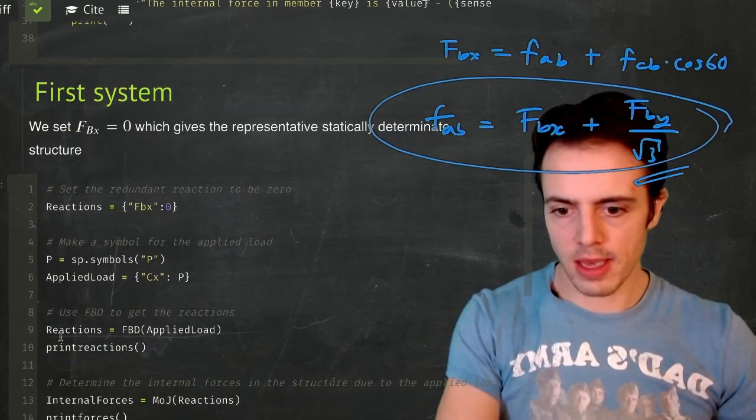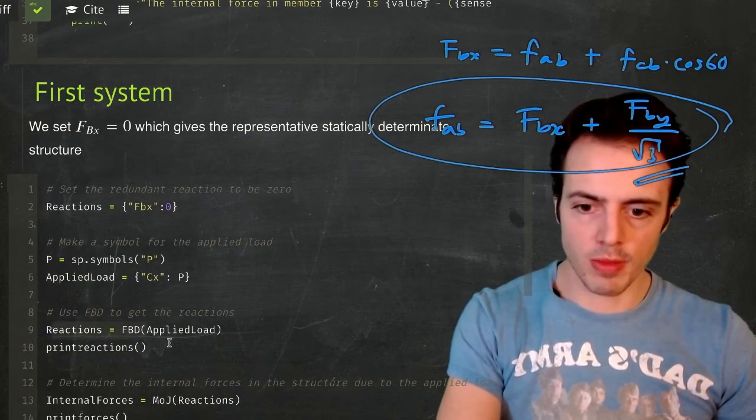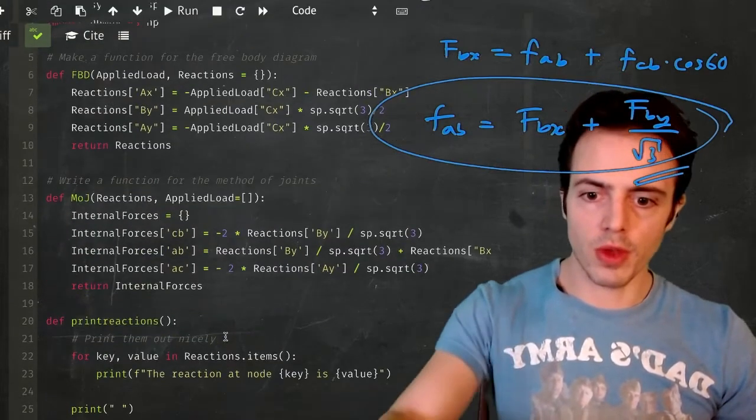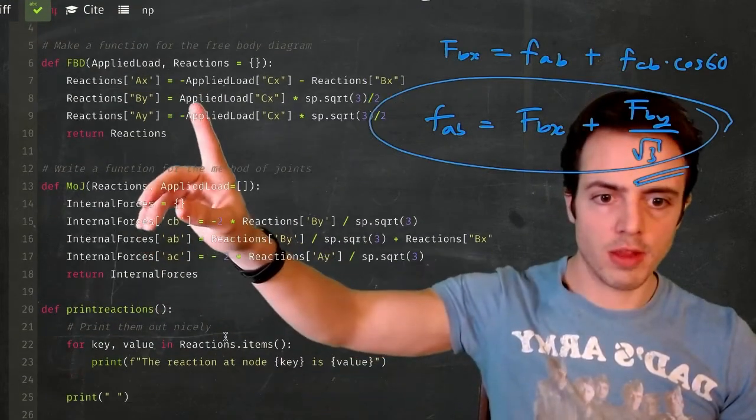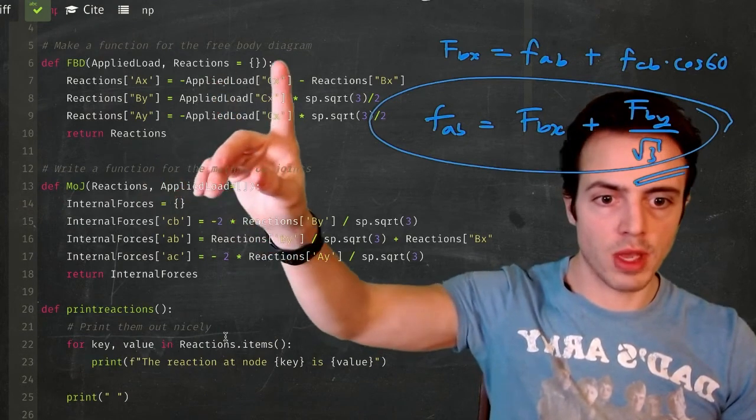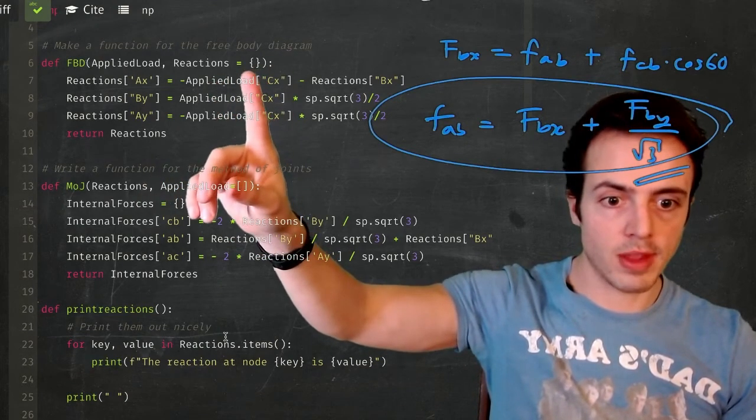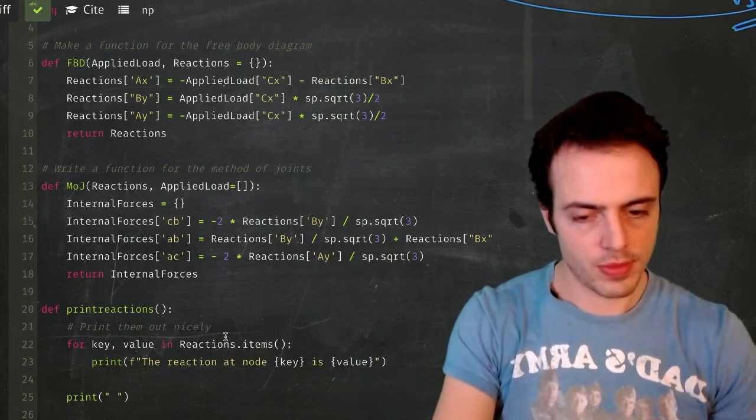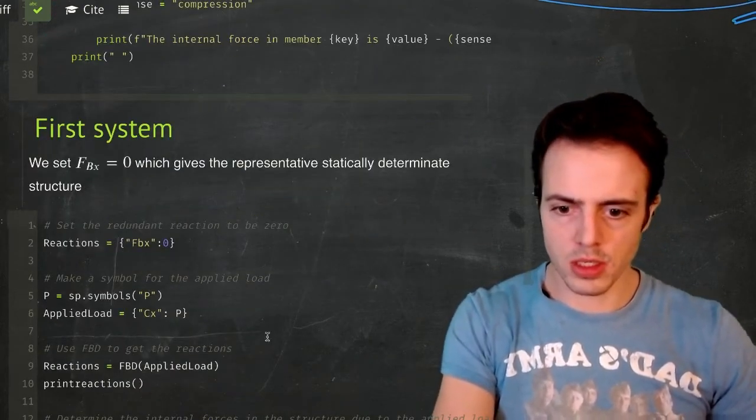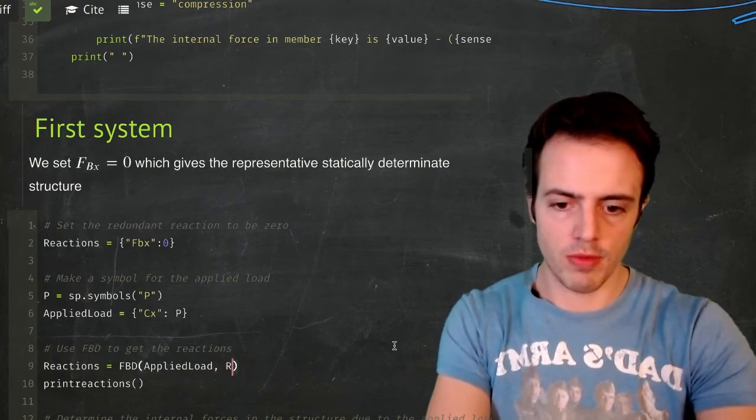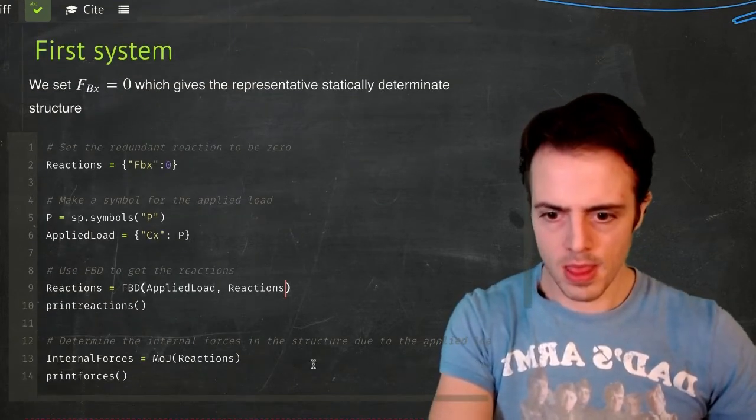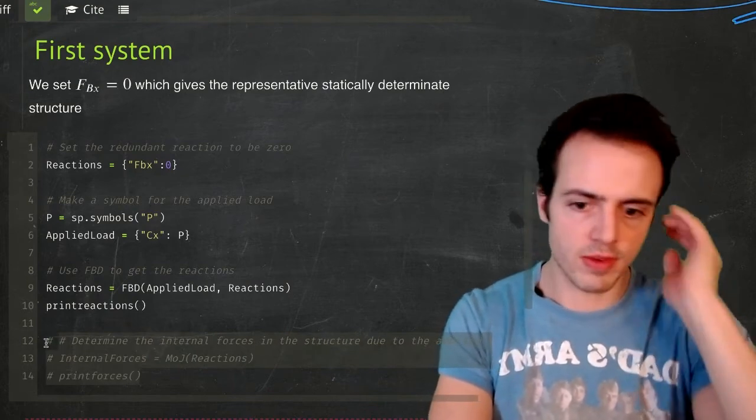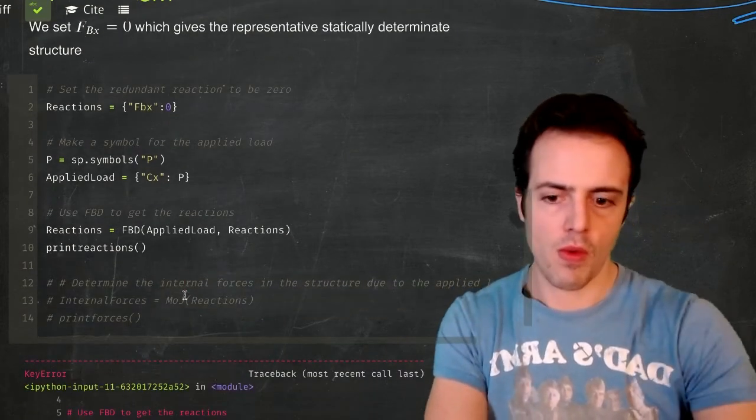Now, syntax needs to change slightly here. I need to go my reactions is equal to FBD of applied load. I now need to also supply the reactions to it, otherwise it'll assume the reactions as an empty dictionary, and then it will have a problem when it gets to this point here. So let's put reactions here. I'm going to comment these lines out for now because I want to just see whether this works or not.